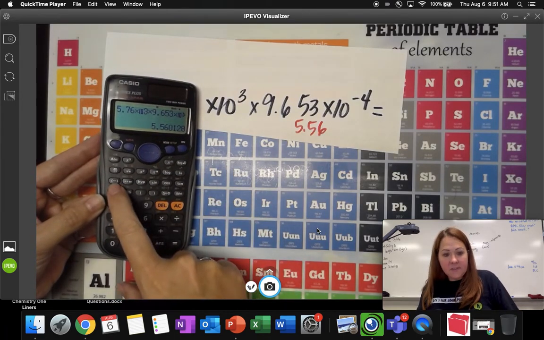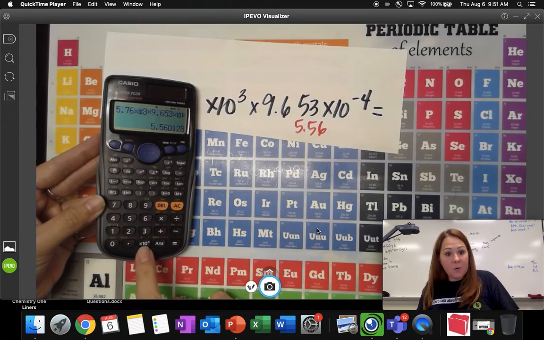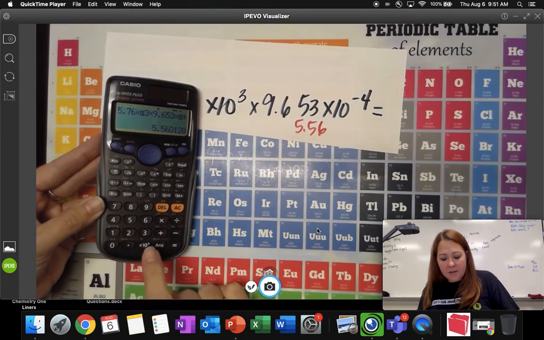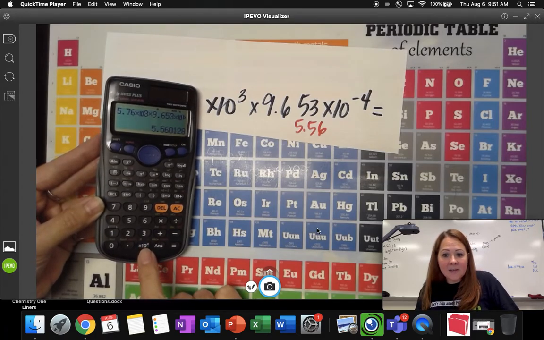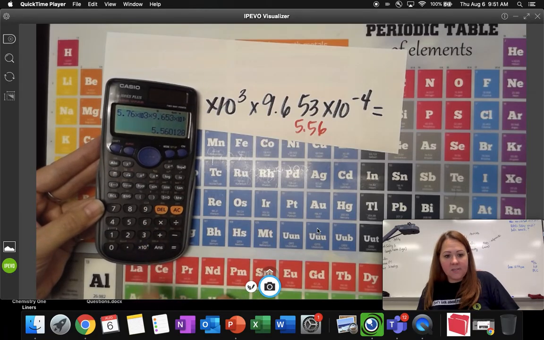So my negative is here on a Casio, and then the exponent is down here. It actually says times 10 to the whatever power. Sometimes the Casios do say EXP for exponent, but it's the same one. Casios are always down here at the bottom.